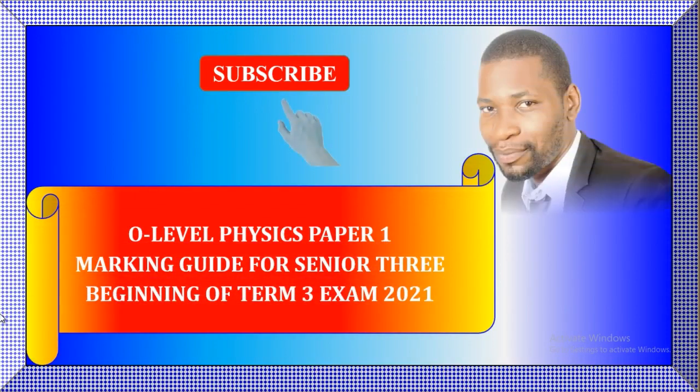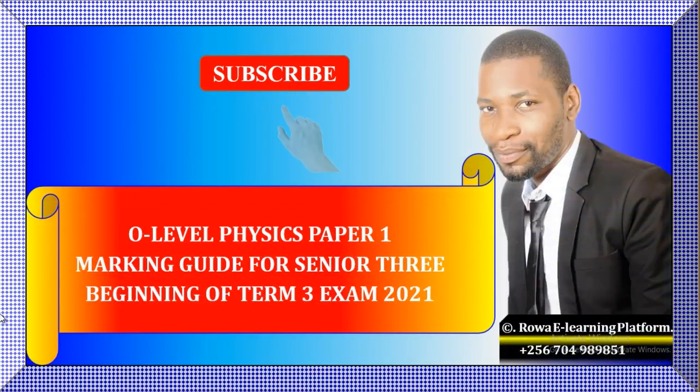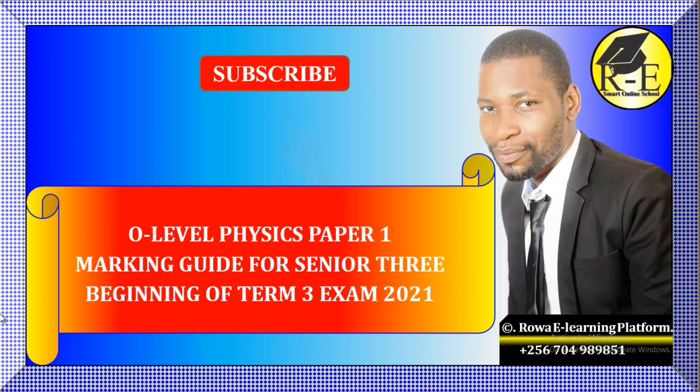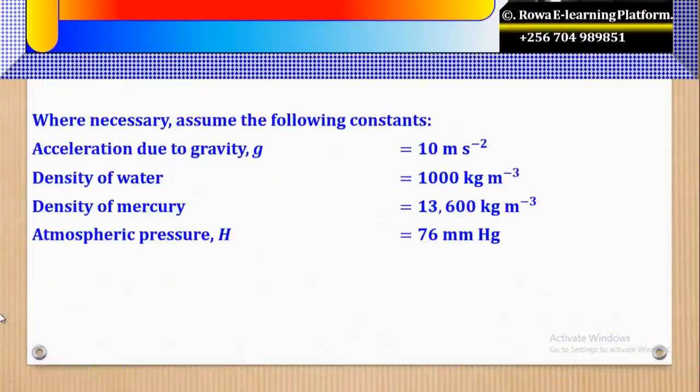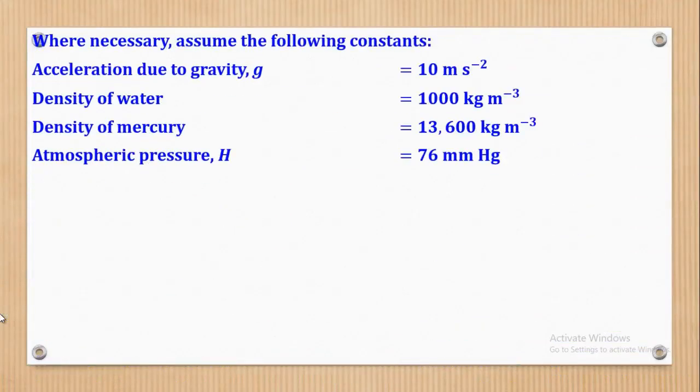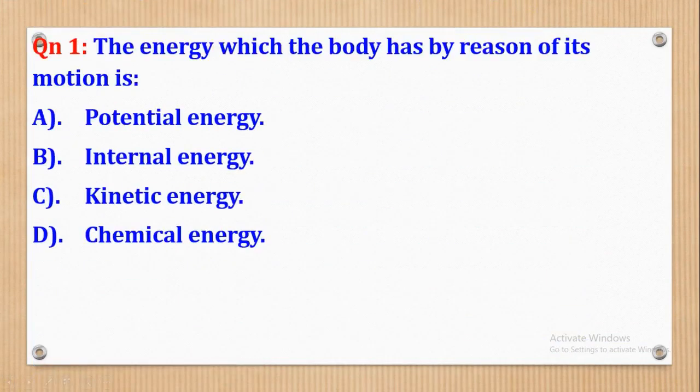In this video I'm going to go through the marking guide of the Senior 3 beginning of term exam, Physics Paper 1. The question paper was already sent earlier on this platform, and I believe you have already attempted it, and now you're ready to mark yourself and check your progress. These were the constants which would be used where necessary. So we shall start with question 1.